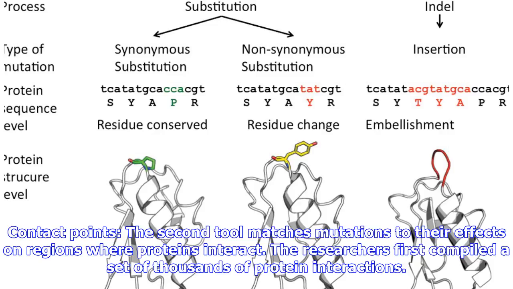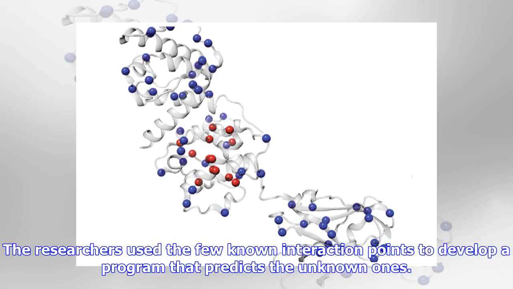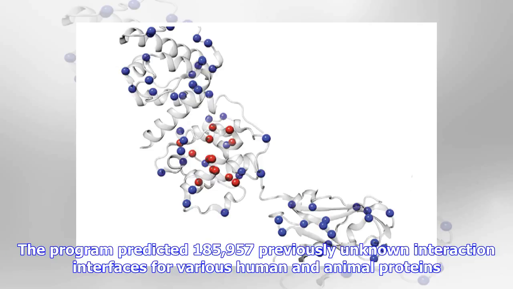Contact points. The second tool matches mutations to their effects on regions where proteins interact. The researchers first compiled a set of thousands of protein interactions. For 94% of these interactions, no information existed on the parts of the proteins that interact. The researchers used the few known interaction points to develop a program that predicts the unknown ones. The program predicted 185,957 previously unknown interaction interfaces for various human and animal proteins.